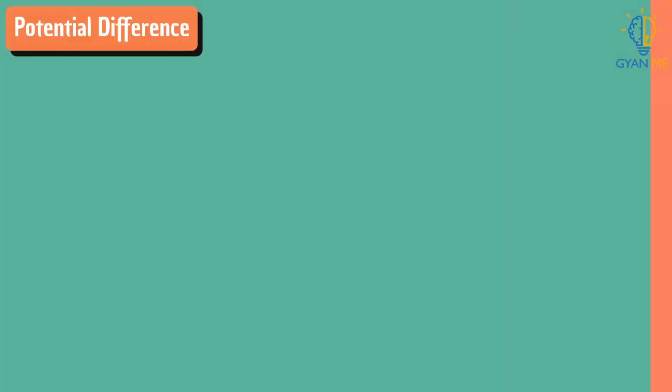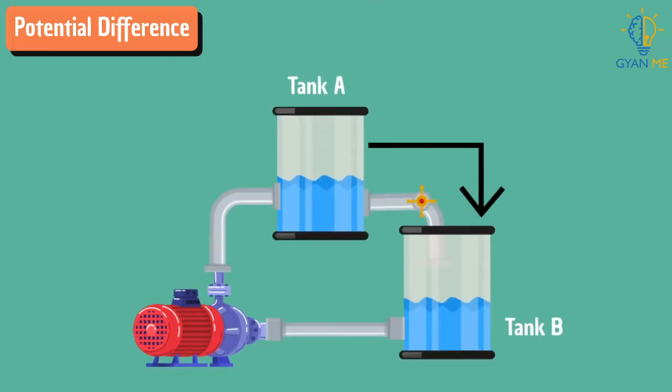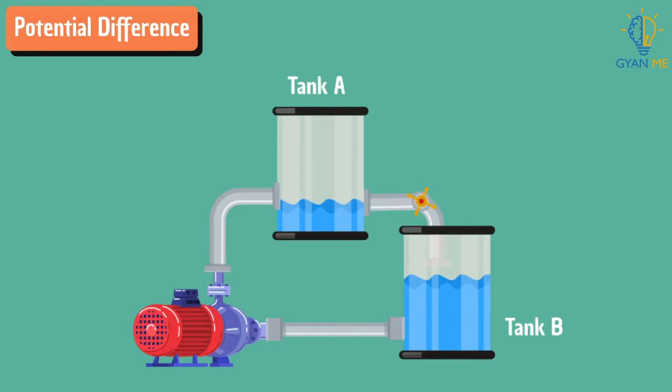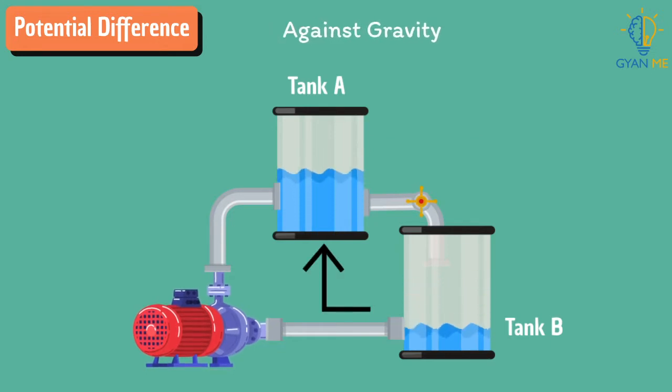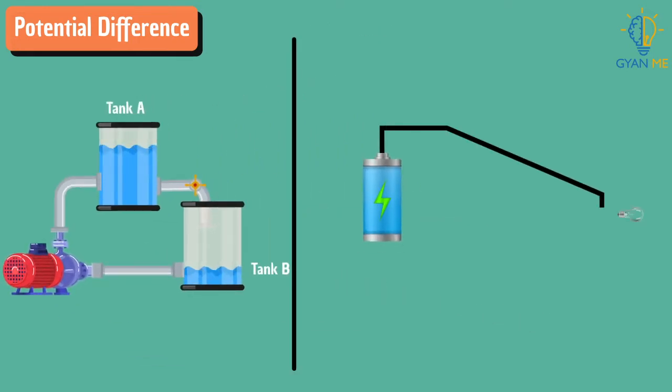Now students, in our analogy, once water comes down, for it to flow up again, it has to flow against the gravitational force. This can be done by using an electric pump. Students, something similar happens to electrons also.